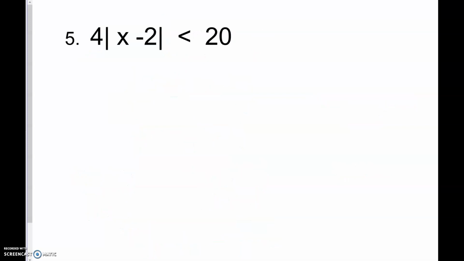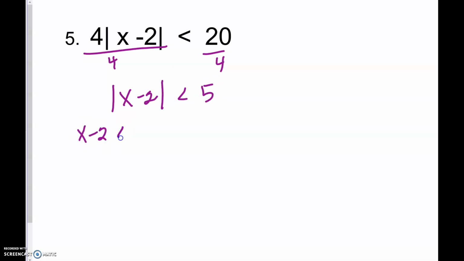All right, two more problems. We've got this one and one more. All right, I don't see a number after, but there's a number in front, so I have to get rid of that first. So I'm going to divide both sides by 4. So the absolute value of x minus 2 is less than 5. So we have x minus 2 is less than 5, and we have x minus 2 is greater than, flip it, negative 5. So we're going to add 2, so I have x is less than 7.